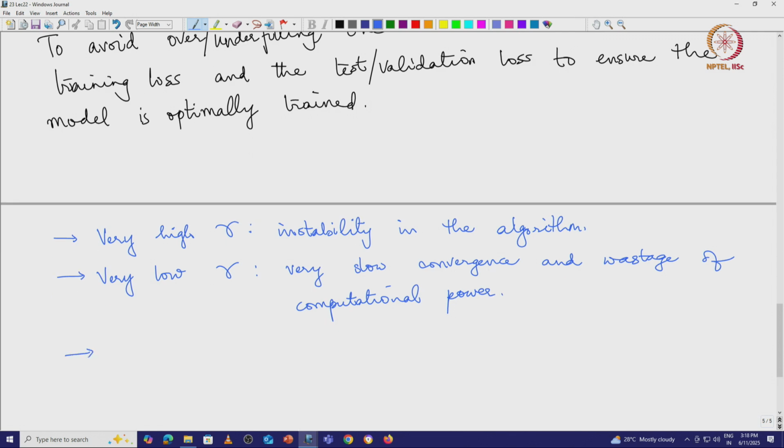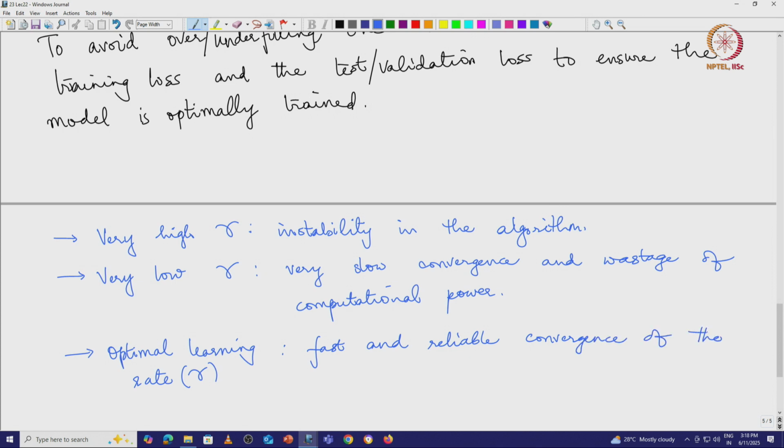The last case is that of the optimal learning rate, and this leads to fast and reliable convergence of the gradient descent algorithm to find the optimal set of parameters.